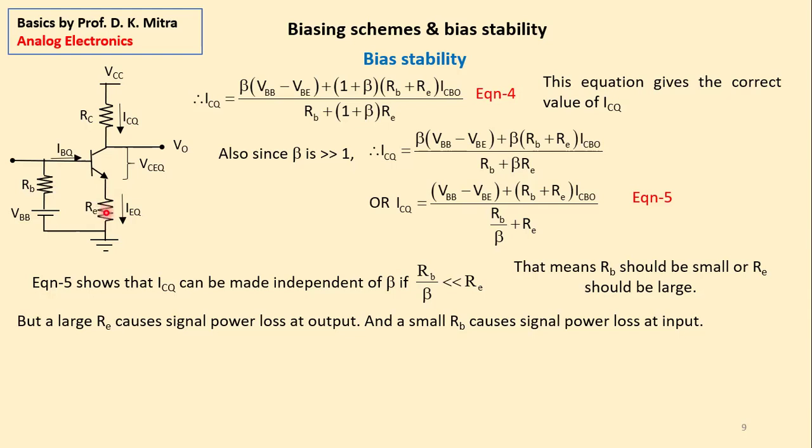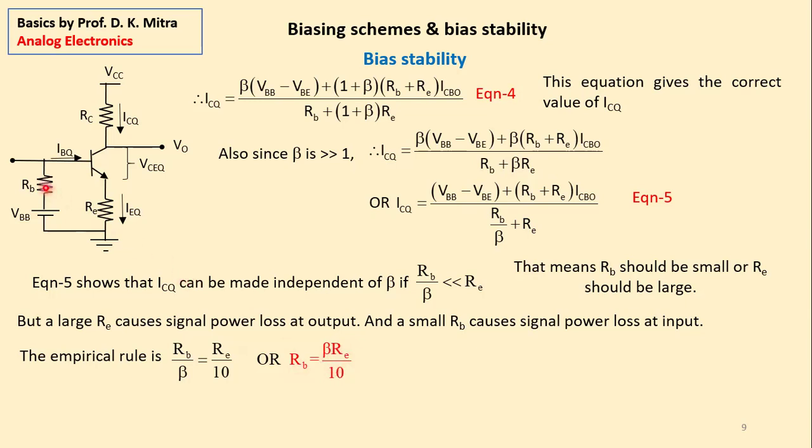So after a lot of trial and error, engineers have found an empirical relation that RE should be at least 10 times RB by beta. So RB by beta is equal to RE by 10. Or we write RB equal to beta RE by 10. This relation you must remember and put this relation with a nail in your brain. Whenever you design a transistor amplifier, maintain that RB is equal to beta RE by 10.